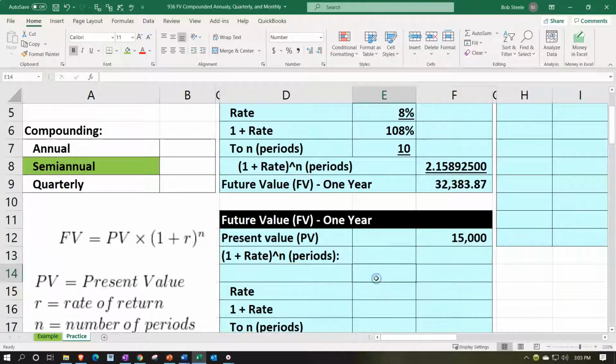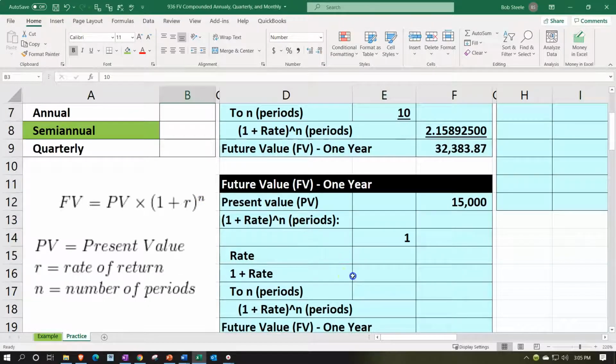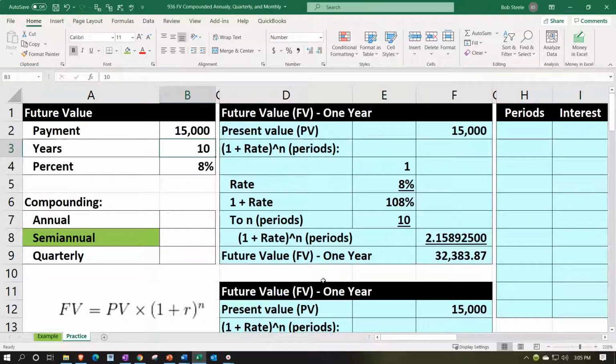So I'm going to say 1 plus r. R is now, the rate will not be the yearly rate because we have to match up the rate to the periods that will be used. So we have a semi-annual. That's going to be every 6 months. So we need a 6-month rate or a half a year rate.